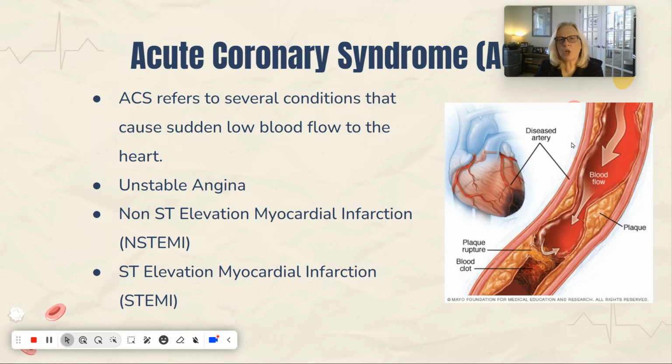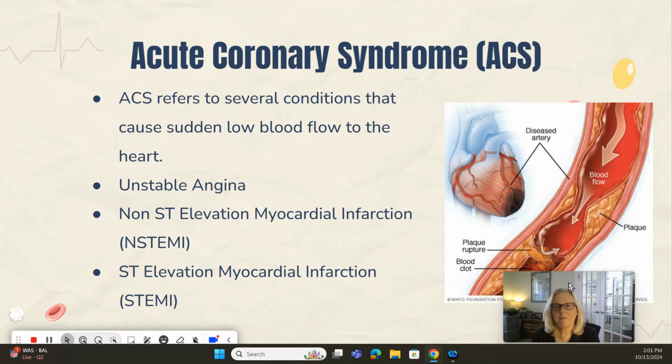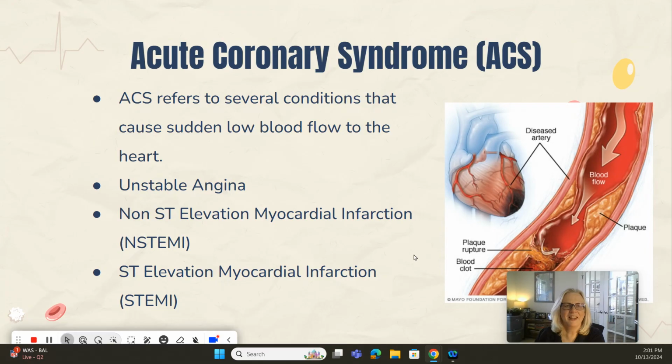All right, so this is called acute coronary syndrome. ACS, we sometimes call it ACS. It's the same thing we just talked about. It's the lowering of the blood flow in the heart arteries. And this is actually a pretty good picture. You can see the arteries that surround the heart here.